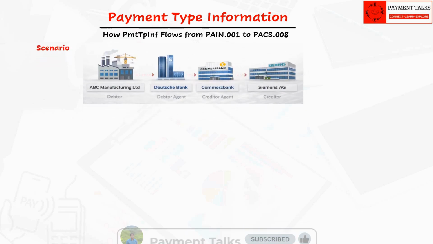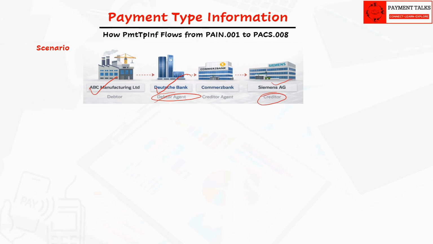Scenario: ABC Manufacturing Limited, based in Germany, instructs Deutsche Bank, the debtor agent, to pay Euro 150,000 to Siemens AG, the creditor, held at Commerce Bank, the creditor agent. This is a supplier settlement. ABC wants same day value and the payment must be processed with high priority. The payment is a SEPA credit transfer.